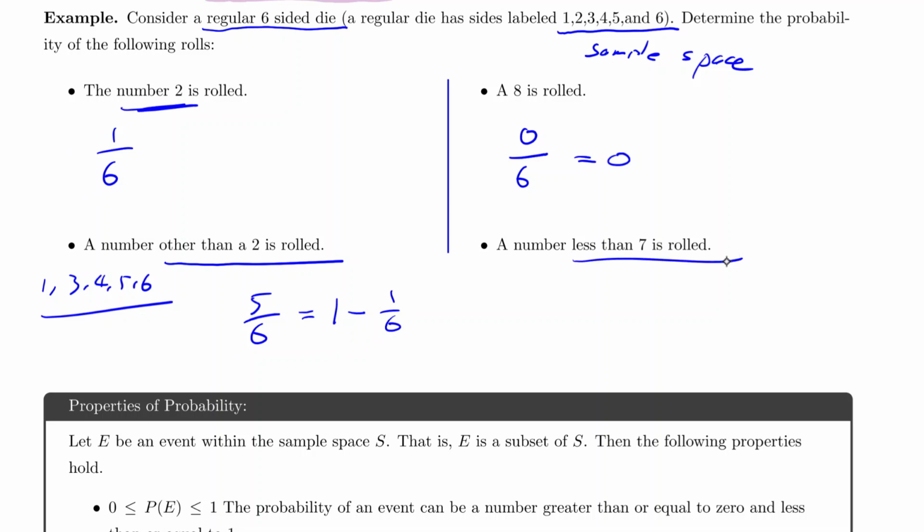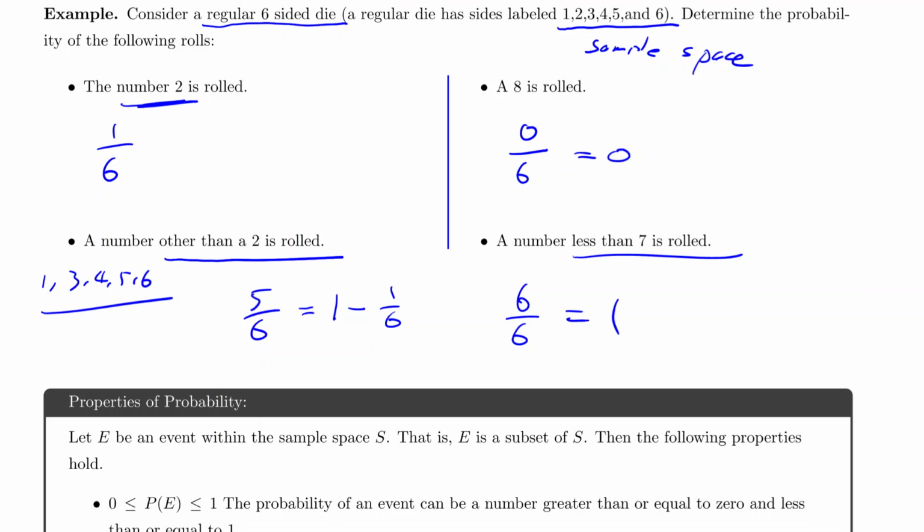A number less than 7 is rolled. But all numbers are less than 7 in this case, right? 1, 2, 3, 4, 5, 6. All those numbers are less than 7. So 6 out of 6, which is 1. That means it will certainly happen.